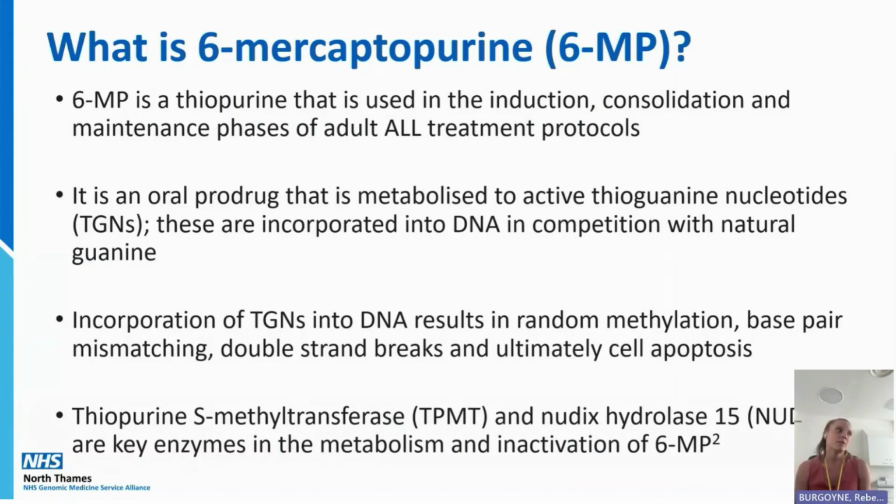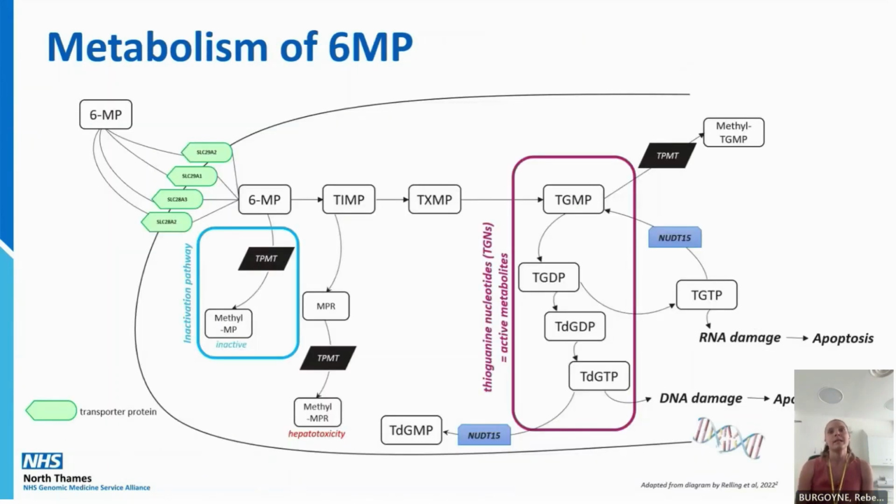So the two enzymes that we're talking about, TPMT and NUDT15, are really important enzymes in the metabolism and the inactivation of this drug 6-MP. This is a really oversimplified diagram of the metabolism of 6-MP, but hopefully it makes it quite clear. So 6-MP is taken across the cell membrane by these transporter proteins, and it can then undergo two pathways. The first pathway is an inactivation pathway, which is catalyzed by TPMT, and this is where it is inactivated by formation of a methylmercaptopurine base.